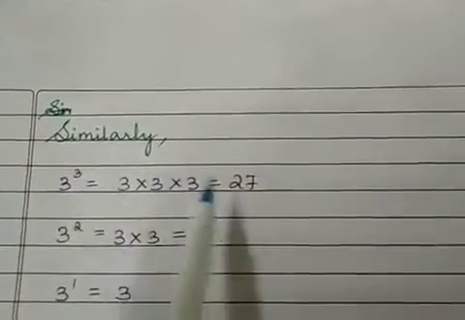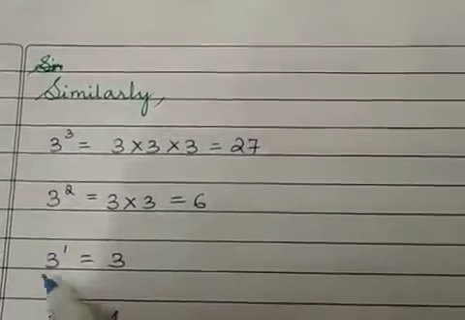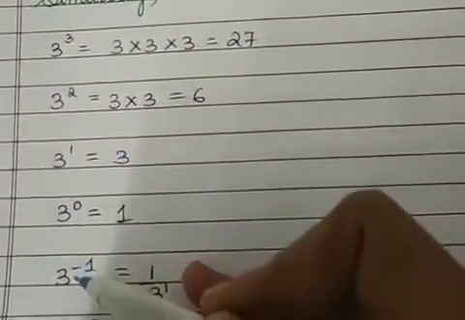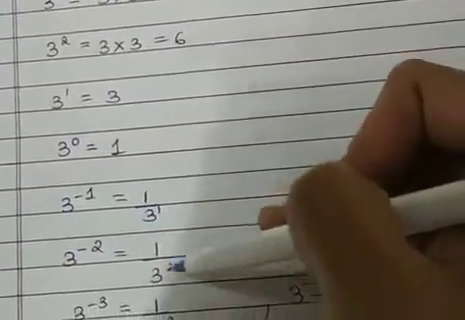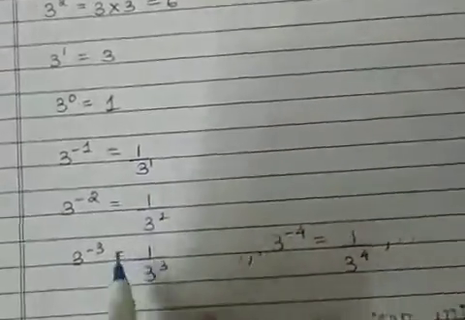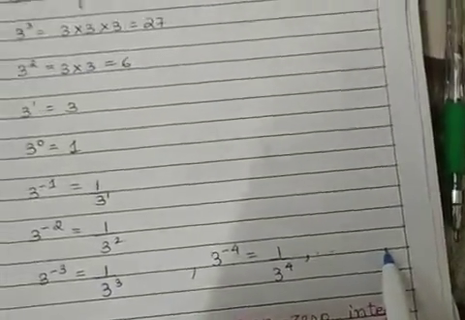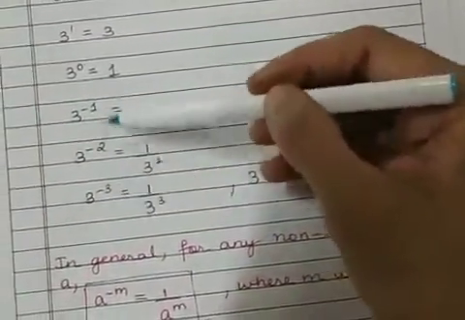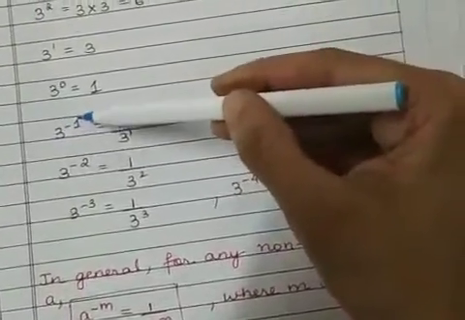Similarly, you have 3 squared is 9, 3 raised to 1 is 3. What is 3 raised to 0? It is equal to 1. So 3 raised to minus 1 will be 1 upon 3 raised to 1. 3 raised to minus 2 is 1 upon 3 raised to 2. And 3 raised to minus 3 is 1 upon 3 raised to 3. And 3 raised to minus 4 will be 1 upon 3 raised to 4, and so on. Any number you take, when you write the negative exponents, you write it in this form, that is 1 upon 3 raised to whatever number is there here.